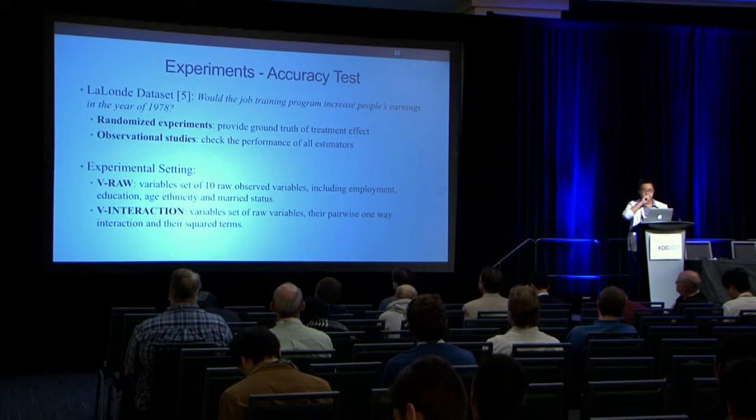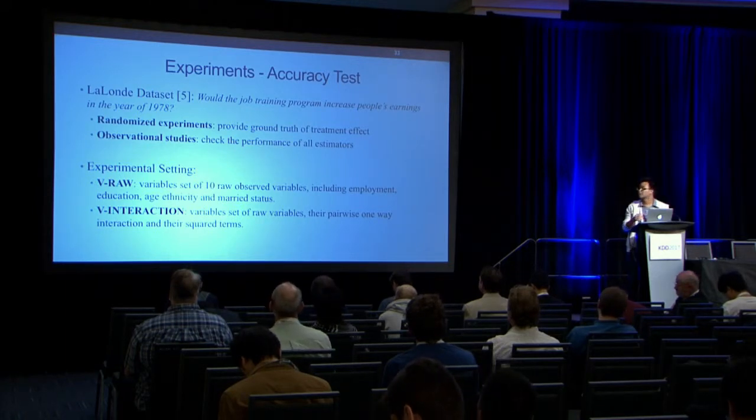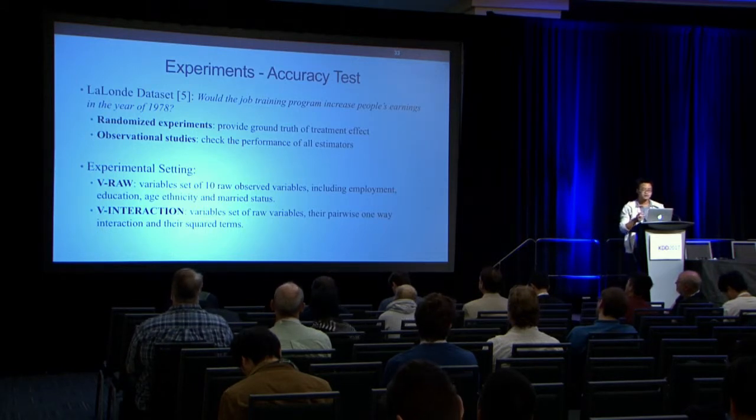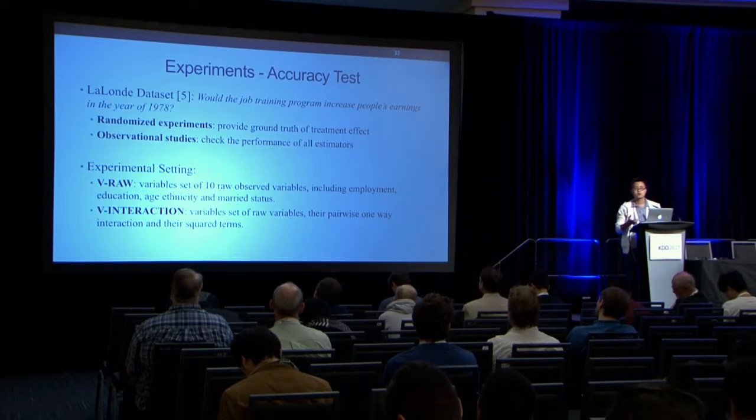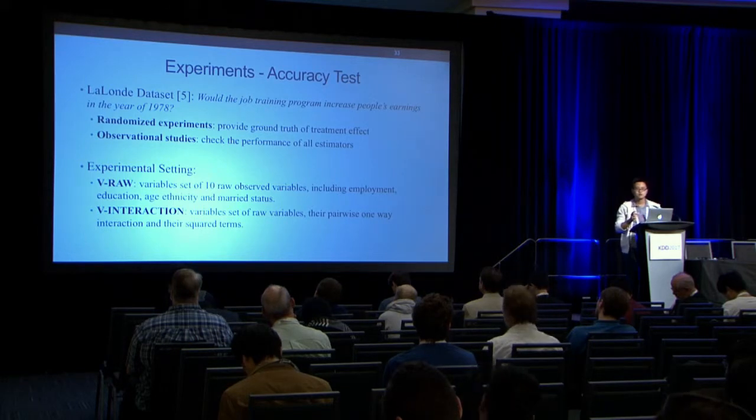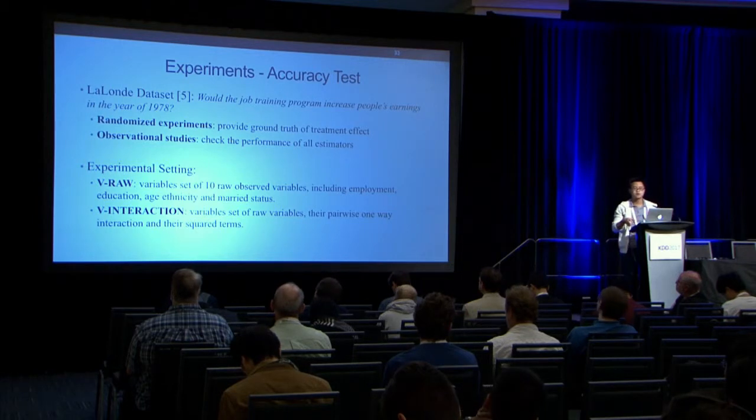To show the accuracy of our algorithm, we experiment on a real-world data set, the job training data set. The data contains two parts. The first part comes from a random experiment, which provides us a ground truth of causal effect. And the second part is the observational data, which helps us to check the performance of all the algorithms to estimate the causal effect.